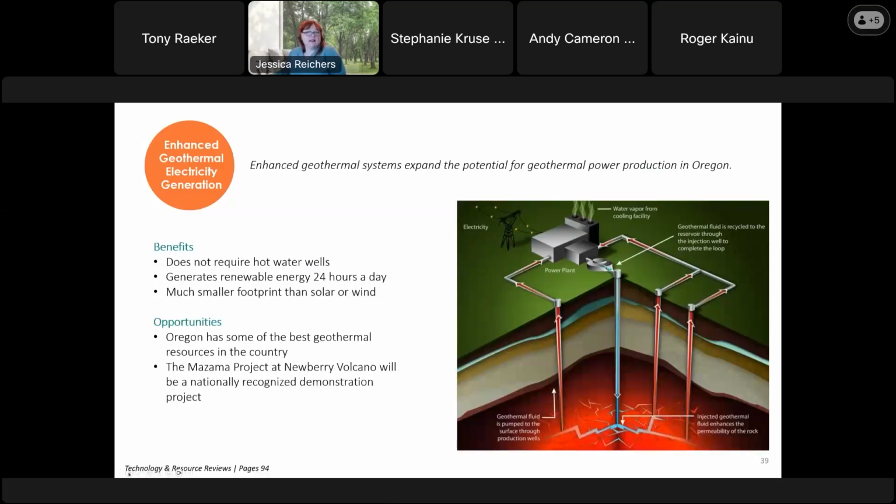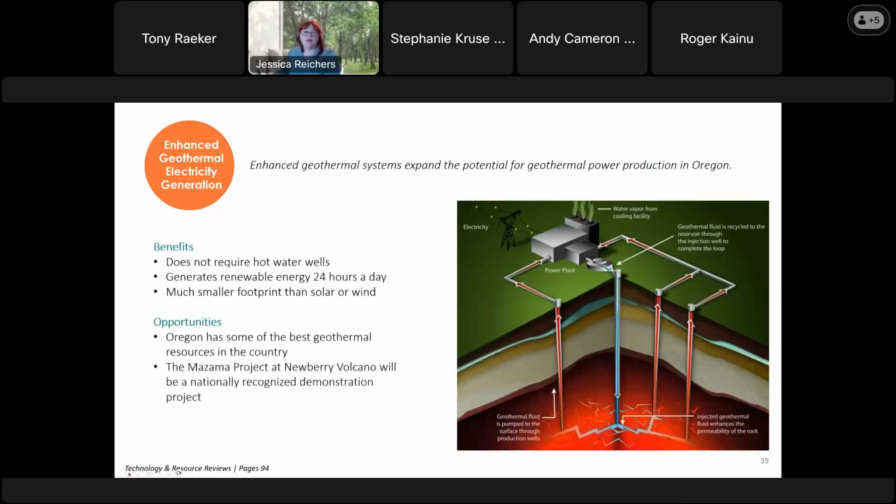So the first thing I'm going to dive into is enhanced geothermal systems. What are these? They're sometimes referred to as EGS, and they expand the potential for geothermal power production. Geothermal electricity generation is a renewable resource, and it has the benefit of not requiring as much land use as solar and wind farms typically do.